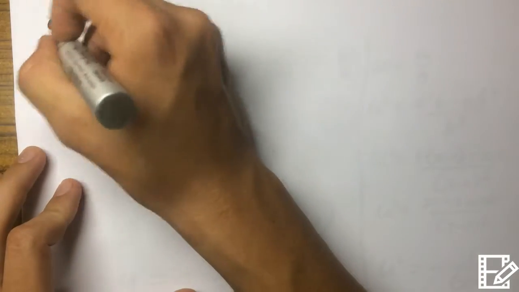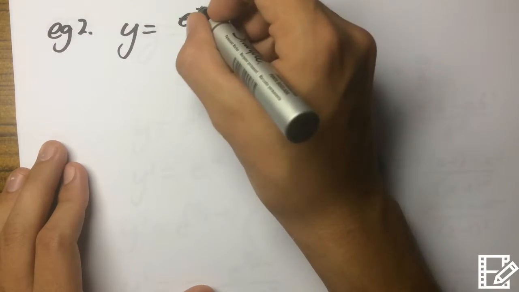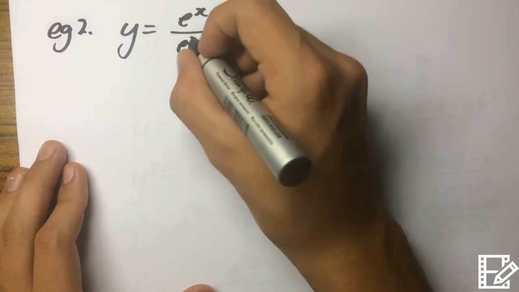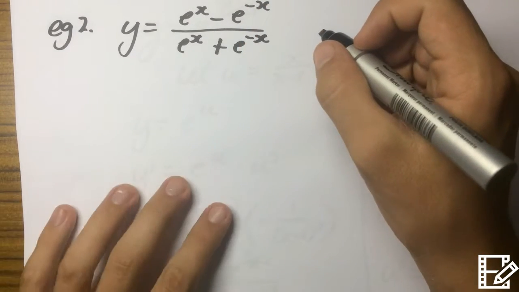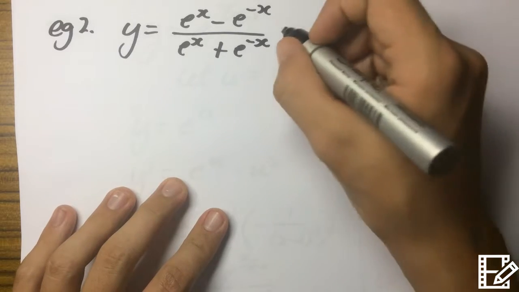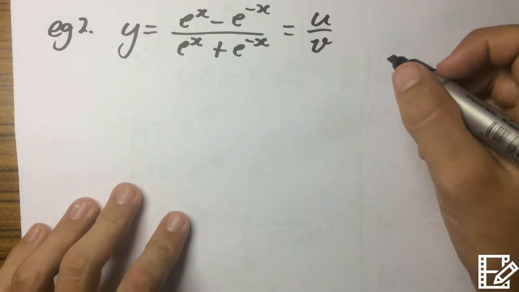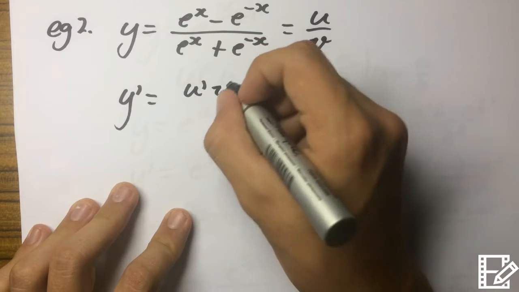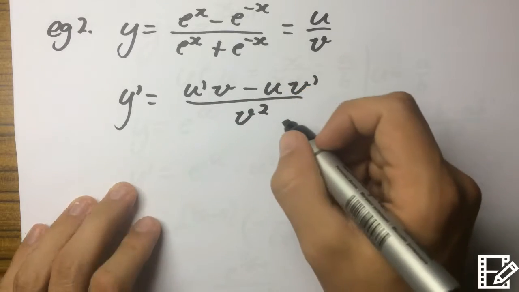Now, I'll do the second example. Y equals e to the power of x minus e to the power of negative x over e to the power of x plus e to the power of negative x. Now we're going to need the quotient rule to solve this. So we'll label the top u and the bottom v. Okay. Means the derivative would be u dash v minus u v dash over v squared.